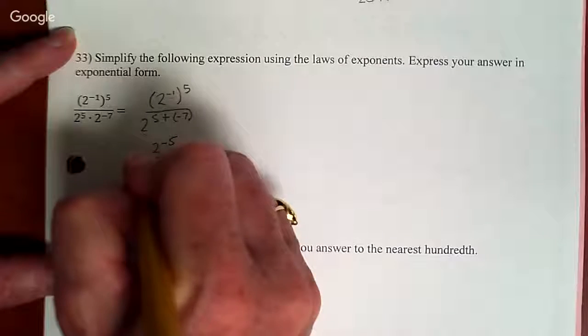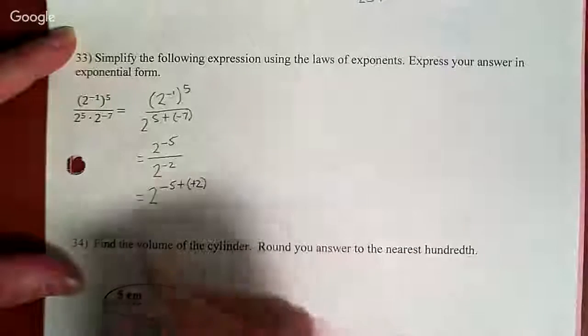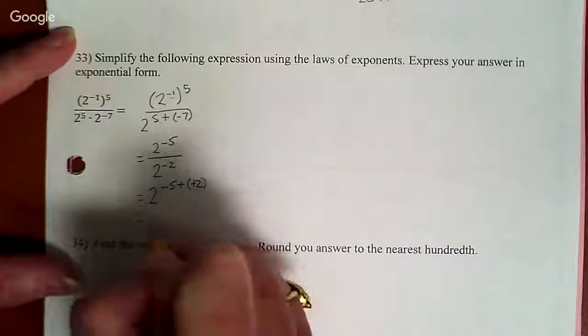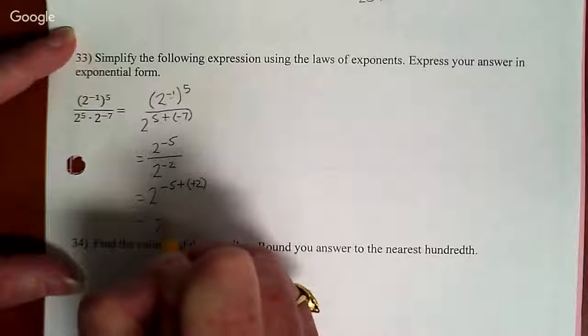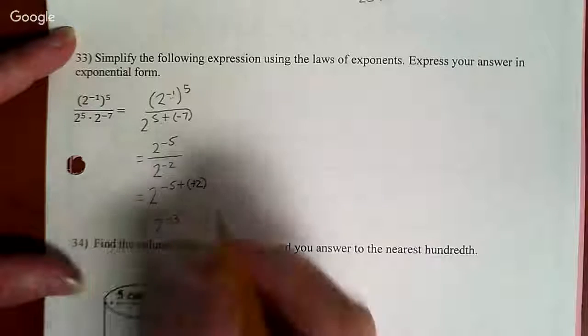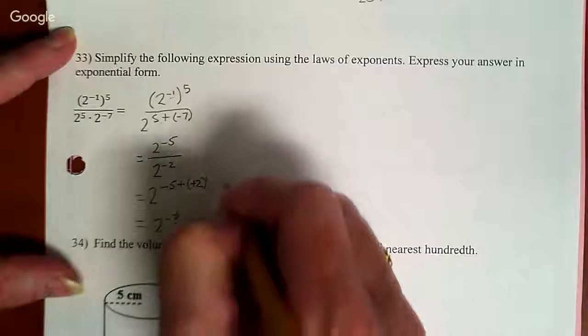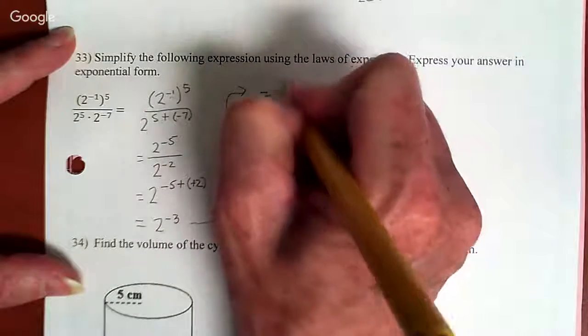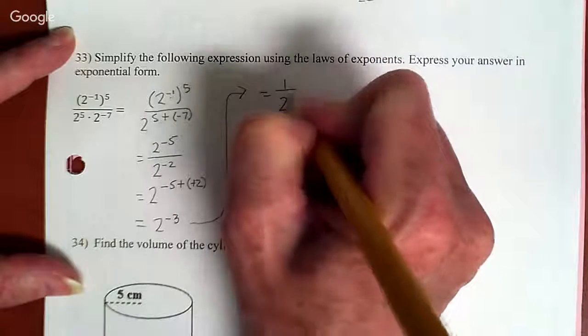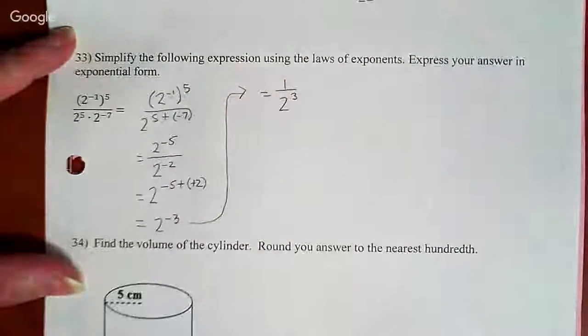So now let me put my equal signs in here. So now we have 2 to the negative 3. So let me bring that up here. 2 to the negative 3 is 1 over 2 to the third power.